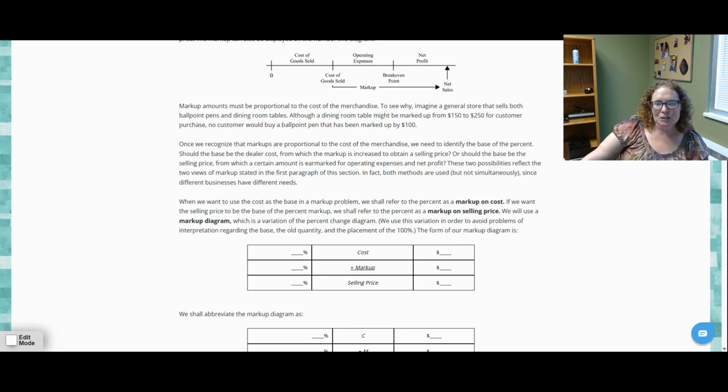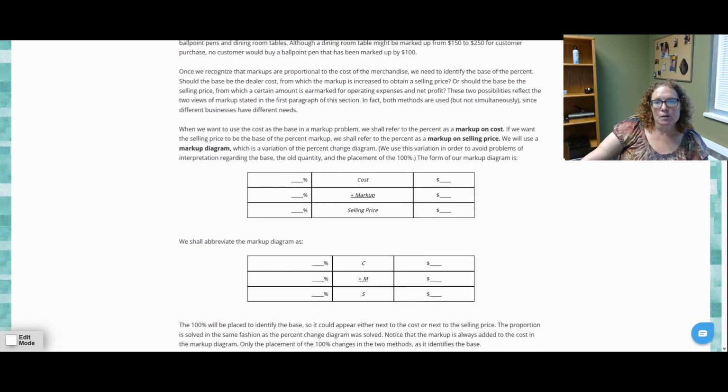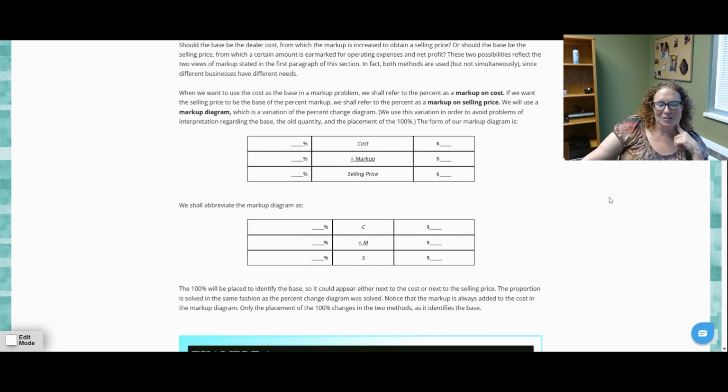So we're going to look at two different possibilities for markup. It is not always about which one is better. They are both used because different companies have different needs. So what we want to do is look at a markup on cost or a markup on the selling price. So here's our little handy dandy diagram that we've used before.